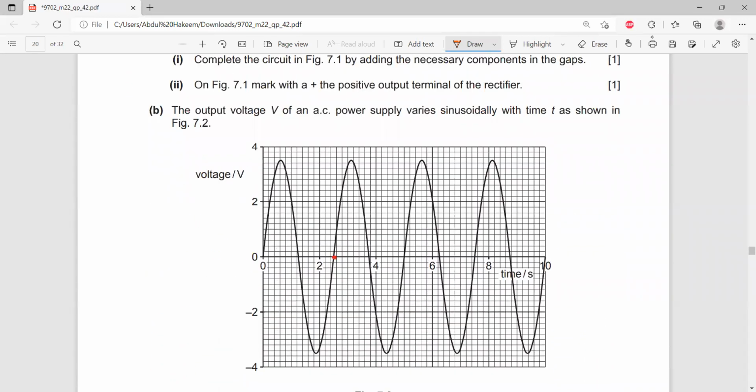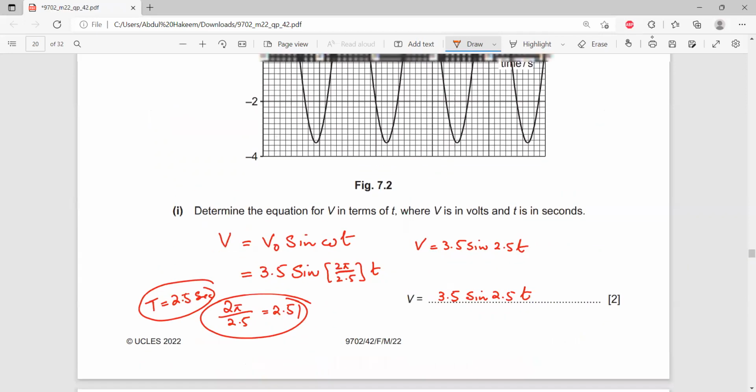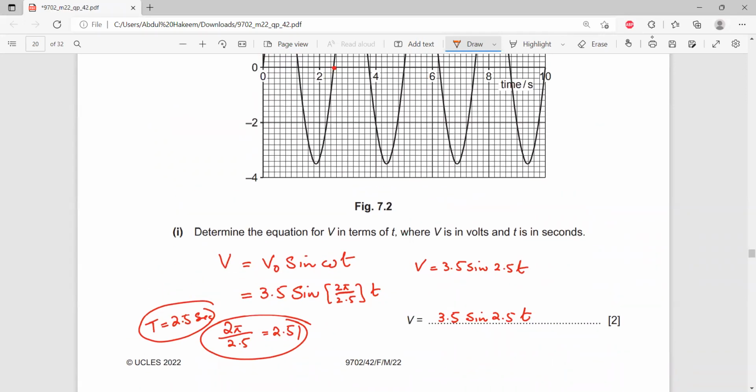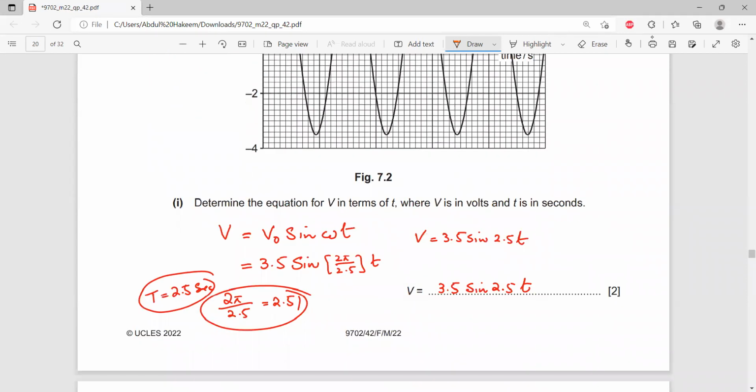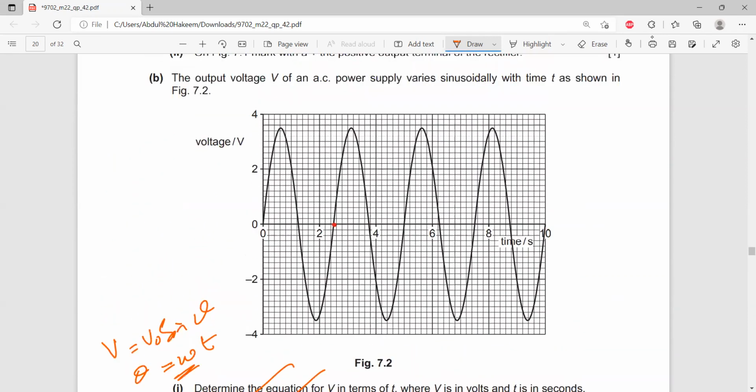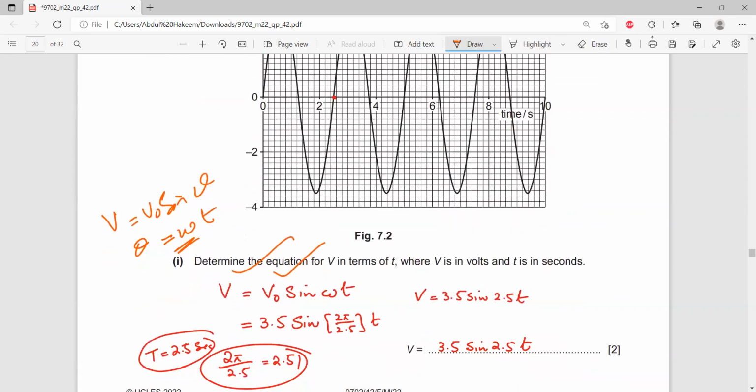Next, look at this. This is the AC power supply, with time on the x-axis and voltage on the y-axis. Now look at the question: determine the equation for V in terms of t, where V is in volts and t is in seconds. This is a sine wave, so the general equation is V = V0 sin theta. But theta is omega t. So we will write V = V0 sin omega t. V0 is the peak voltage. Look at the peak voltage here, this is approximately 3.5.